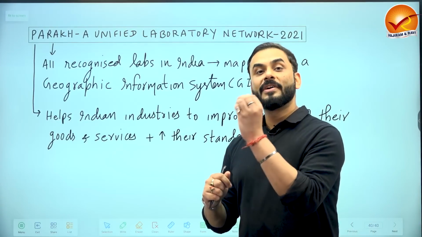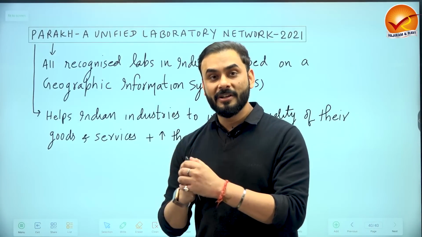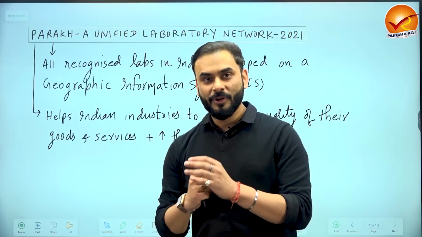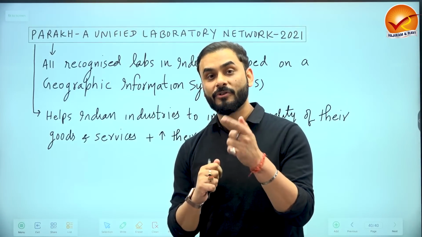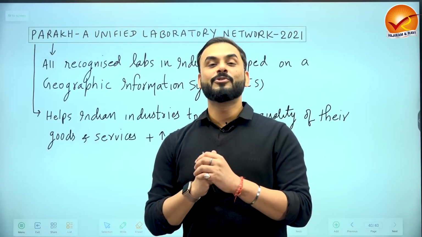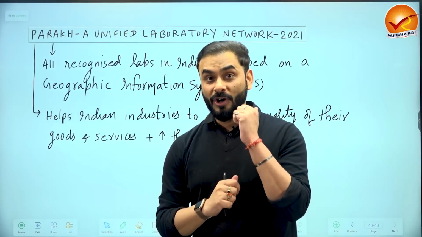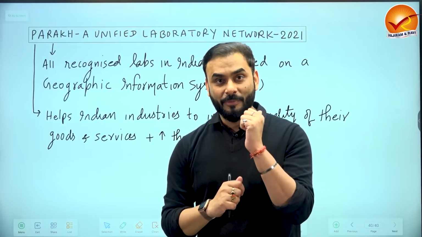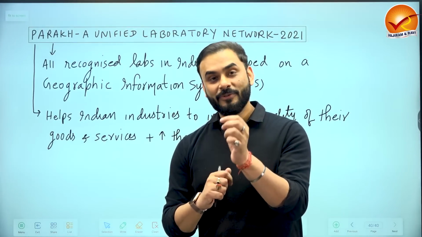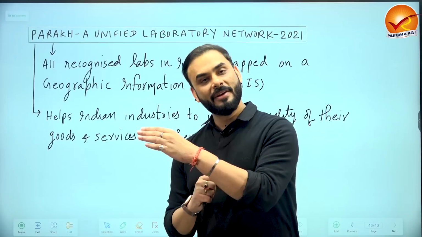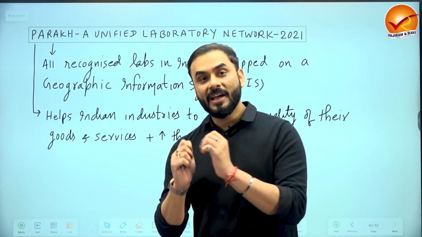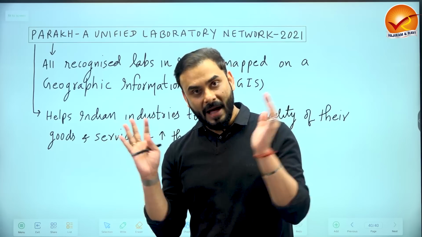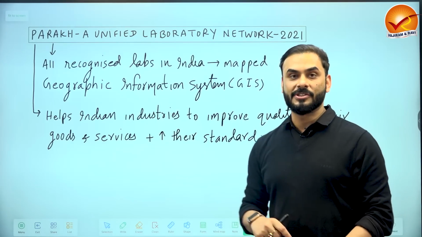Whenever you have a laboratory which has been recognized by Government of India, there are different labs. What do these labs do? These labs test the quality of the products of the industries. Suppose an industry is manufacturing mobile phones. You want to know whether the quality of their mobile phone is good or not, isn't it? So where would you test the quality? In the labs. Wherever you have laboratories, the Government of India has found out which are the recognized laboratories, and they have mapped it on the Geographic Information System.